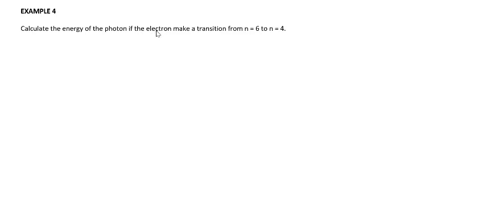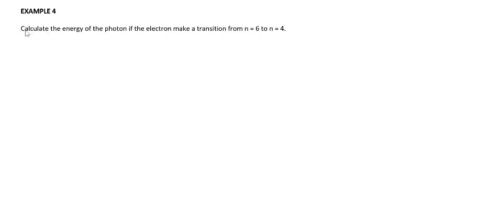Okay, so untuk example yang seterusnya, saya akan fokus kepada pengiraan yang melibatkan transition of electron. Maksudnya elektron tu dia ubah dia punya kedudukan daripada satu level kepada level yang lain. So let's have a look at the fourth example.